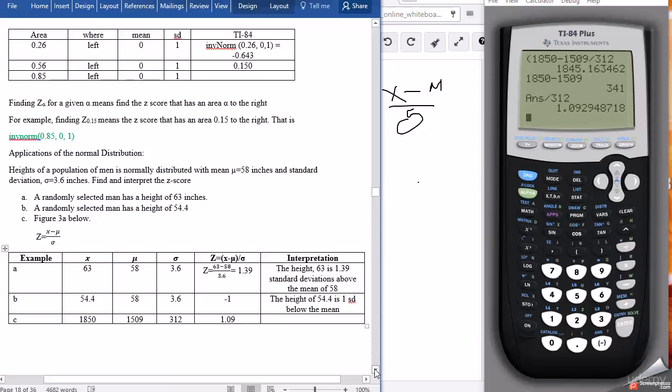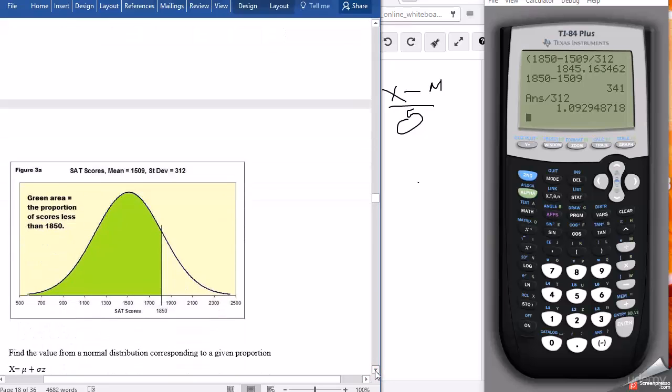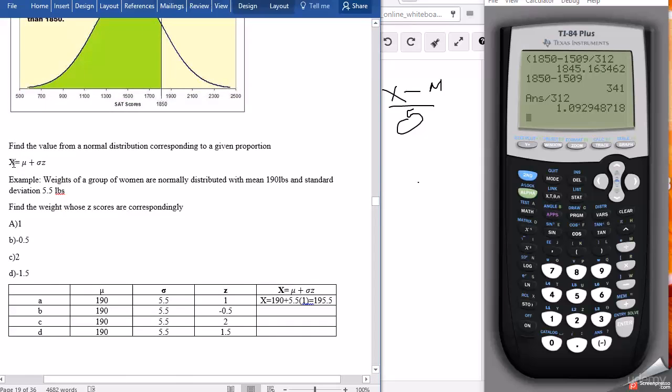Okay, all right, let's look at our last thing for this lecture, and that is going to be how to find the raw score if we know the mean, the standard deviation, and the z-score. So this is a simple example. There is a mean of 190 pounds and standard deviation of 5.5. So if we are given the z-scores of 1, -0.5, and 2, we want to find the actual weight. Okay, so if we have the mean of 190, the standard deviation is 5.5, and the z-score is 1, so we just plug it in. Okay, this is the formula: mean plus standard deviation times z-score.